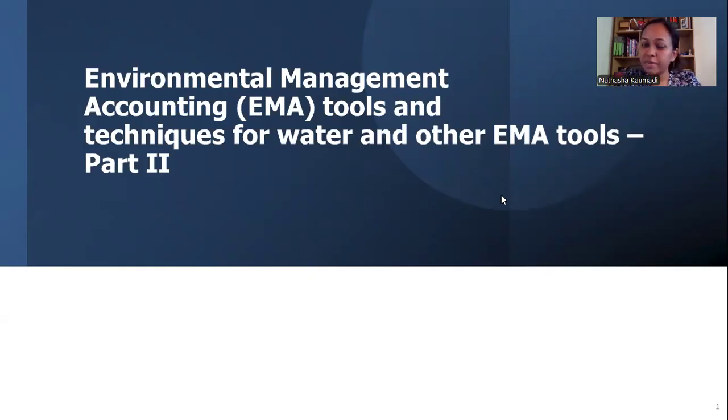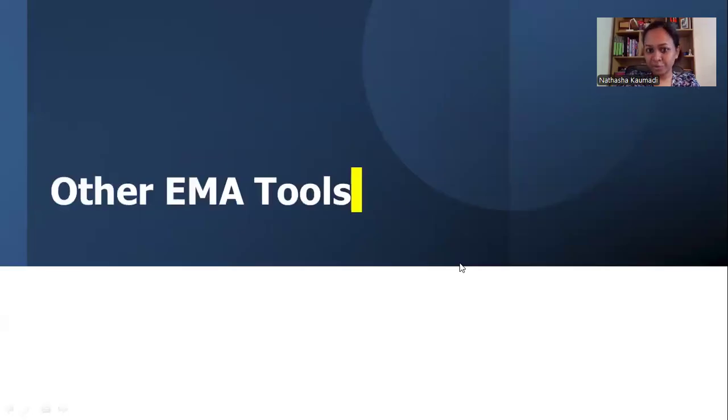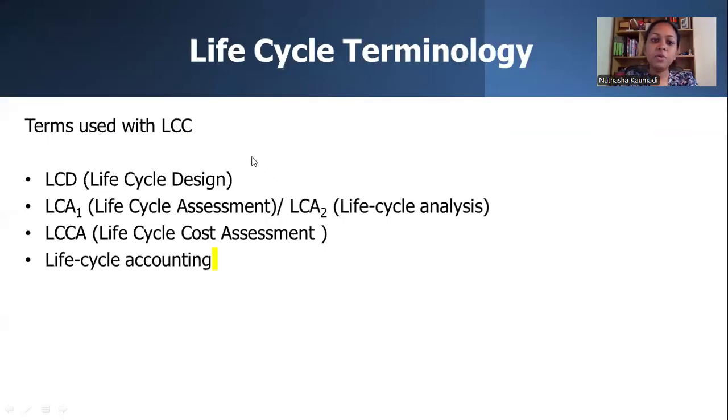In the first recording, we were talking about environmental management accounting tools and techniques for water. So we finished accounting for water in recording one, and now we are going to start discussing other environmental management accounting tools you can use in this corporate sustainability aspect. So let's begin with other EMA tools.